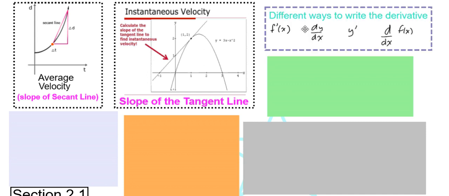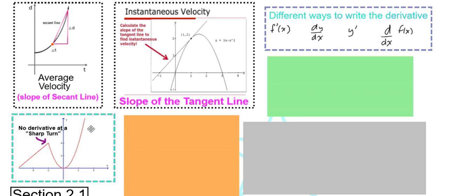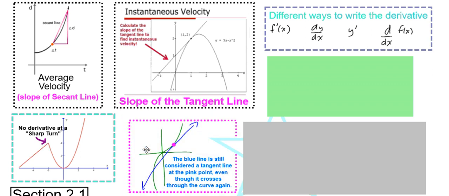All right, different ways to write the derivative, right? We can write f prime of x, or we can write y prime, or write dy over dx, or d and then write the actual function over dx. So dy over dx, I understand that to be the derivative of y with respect to x. That's what it means. Once again, we know no derivative at a sharp turn. We get it. And then, this is interesting. The blue line, it's still a tangent line, even though it crosses through the curve again. It's still considered a tangent line to that pink dot.